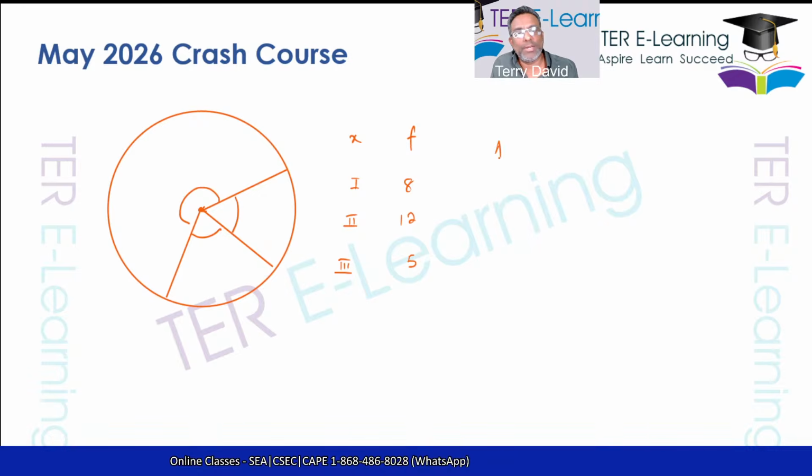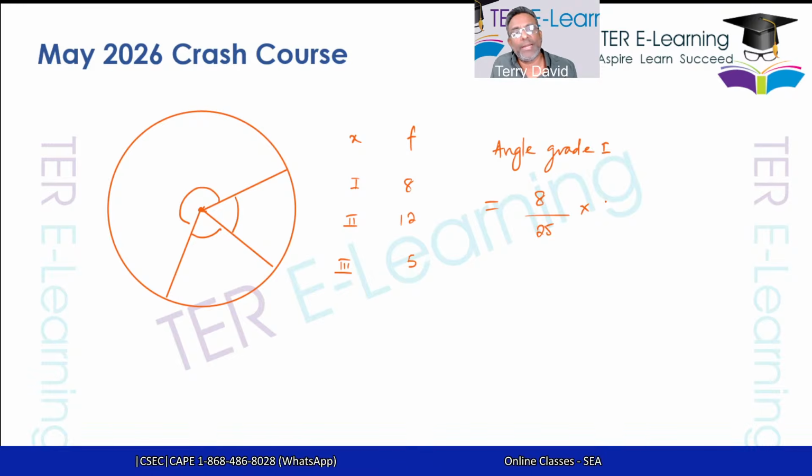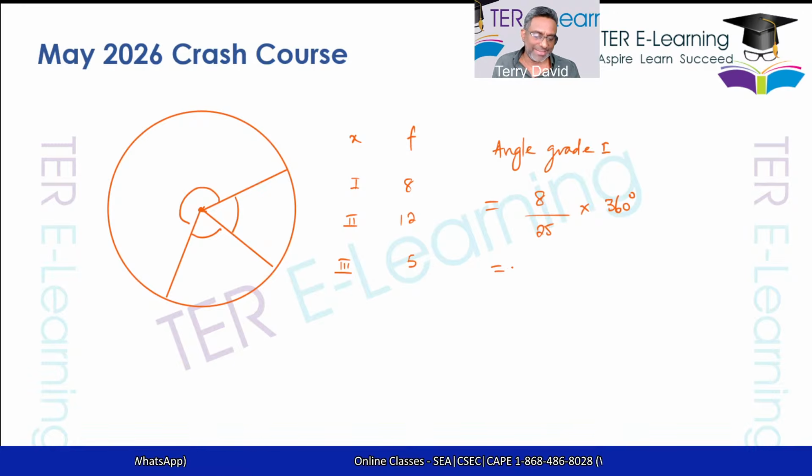If I want to work out the angle for, let's say, grade 1, then I will say 8 divided by the total frequency, which is 12 plus 8 is 20, so that's 25. And then multiplying that by a full circle, which is 360 degrees. So that's going to be 8 divided by 25, multiplied by 360. And we're going to get about 115.2.